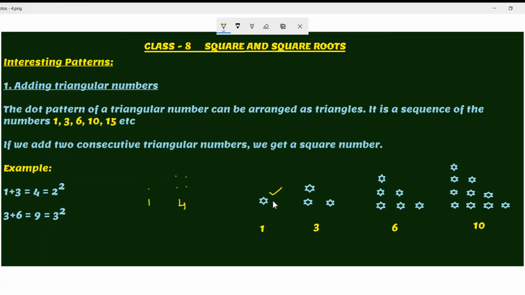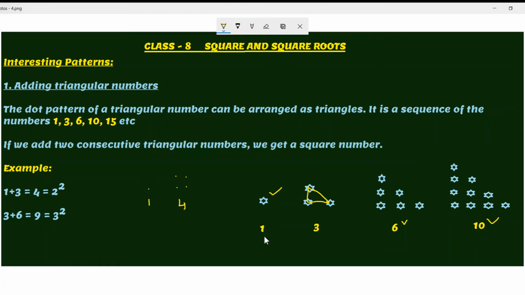Now we add one more row and put one more dot here. So there are 3 dots, and we can write 3 in the triangular format. If you draw it like this, you will get one triangle. In the same way, if you add one more dot here, you will get this triangle. In this triangle, there are 6 dots. So 6 is a triangular number and so on. 10 is a triangular number. 15 is a triangular number and so on. It is endless. So these are the triangular numbers.